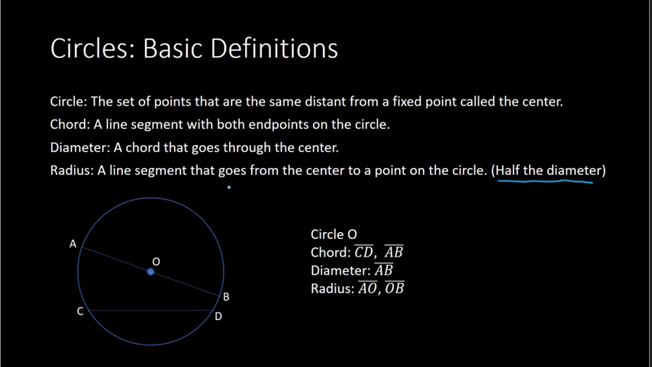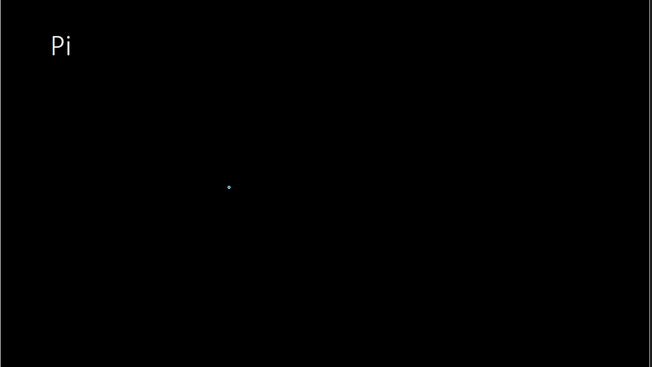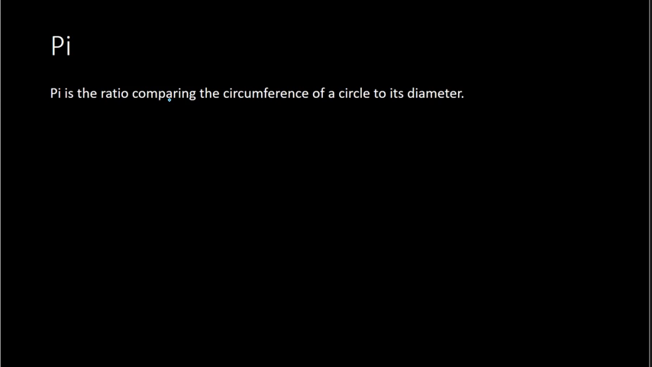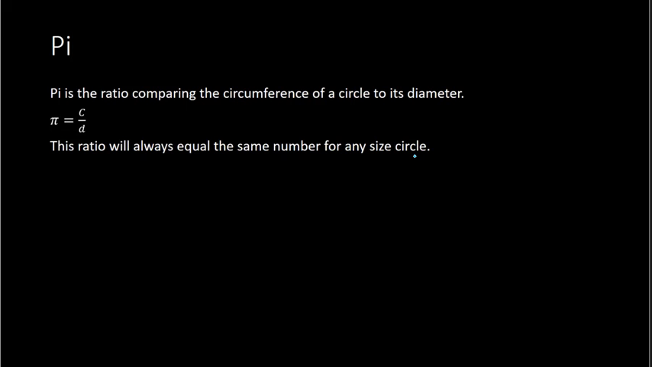Now with circles, we have a term that we call pi. And this is spelled PI. And what this is, it's a ratio comparing the circumference of a circle to its diameter. So if you were to compare the circumference, or the distance around the circle, with the diameter of the circle, we would always get the same ratio of pi. So this ratio will always equal the same number for any size circle.